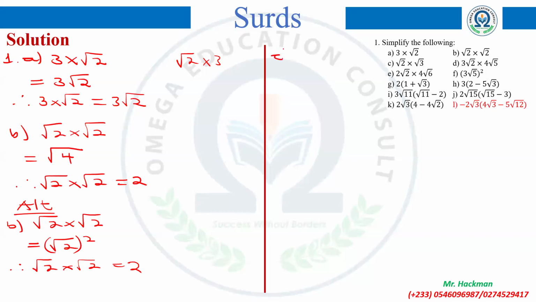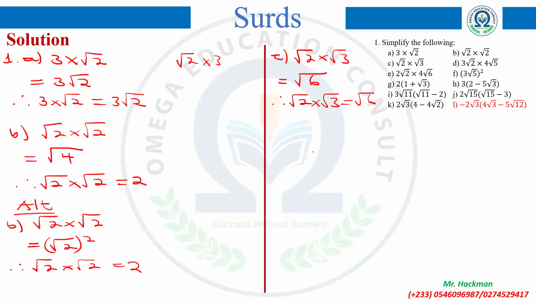C. For C, what are we given? Root of 2 times root of 3. So this will be equal to, remember, you multiply the coefficients, and the coefficients here are 1 and 1. If you multiply, you get 1, so you don't write it. Then again, it will be 2 times 3, and that will give us 6. So that lands you at your answer. Therefore, root of 2 times root of 3 will be equal to root of 6.